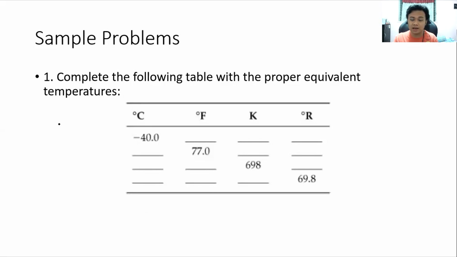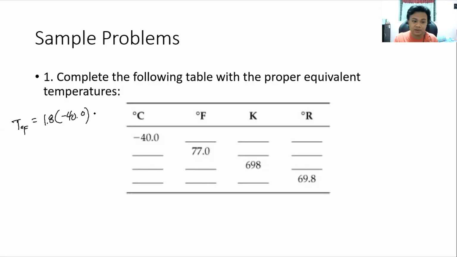So let's solve some sample problems. Complete the following table with the proper equivalent temperatures. So we just have to convert from degrees Celsius to Fahrenheit, to Kelvin, and then to degrees Rankine. For example, if we want to convert to degrees Fahrenheit, you just have to multiply it by 1.8, right?